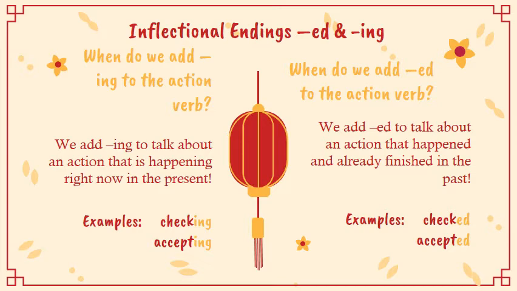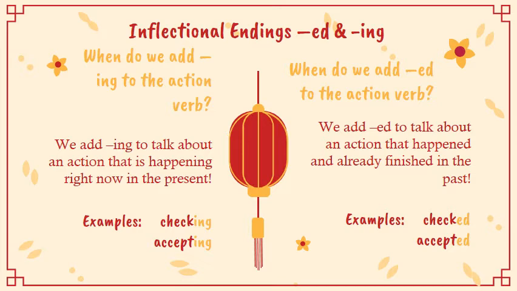So when you want to talk about an action happening right now, you have to add ing to the action verb. So when we add the ing to the action verb, then the verb becomes a verb with an inflectional ending. Okay? The second inflectional ending is ed. When do we add the ed to the action verb? We add ed to talk about an action that happened and already finished in the past.